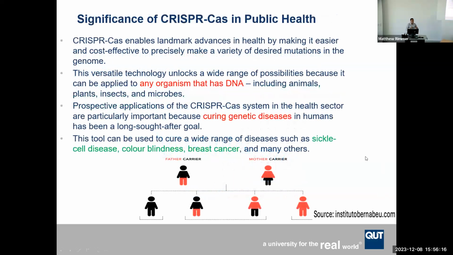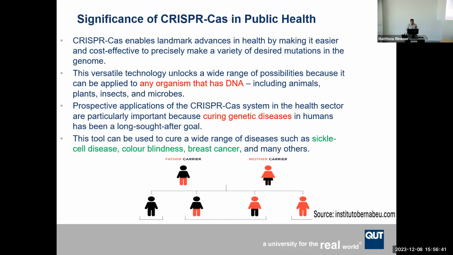Now, what is its significance in public health? It has significance both in public health and agriculture, but I will not be focusing on the agricultural aspect. I will focus on public health. This versatile technology unlocks a wide range of possibilities because it can be applied to any organism that has DNA, including animals, plants, insects, and microbes.